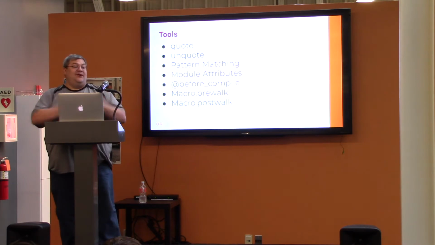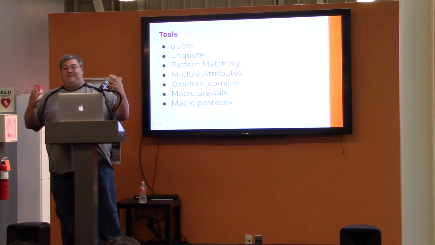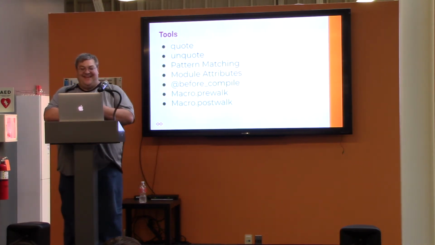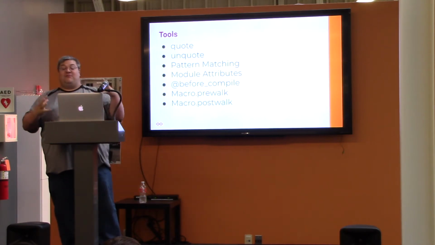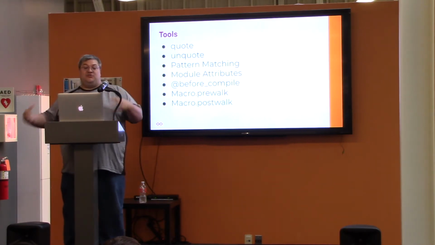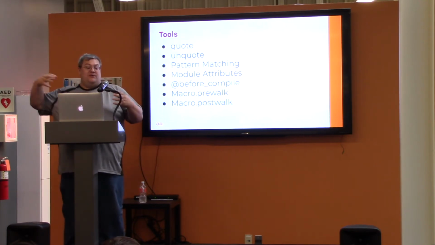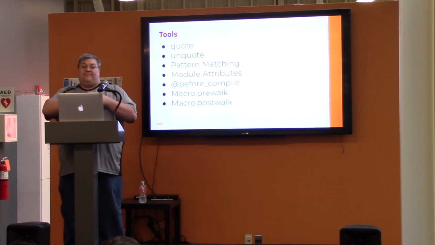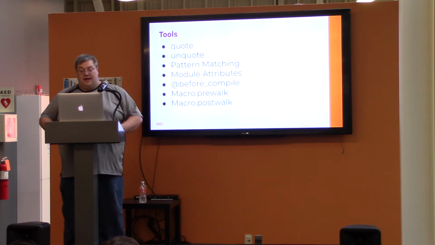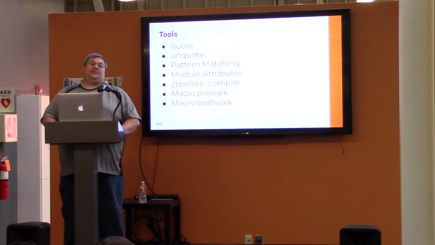Before compile is a hook to, guess what, run things right before compilation. And then macro pre-walk and macro post-walk are the most powerful functions we have to walk the AST tree, right? So pre-walk essentially lets us evaluate a node before it goes into the nested nodes underneath it. Post-walk would be the absolute opposite, right? We're going to go deep first and then actually evaluate nodes on the way back out. Which one to use depends on your situation.